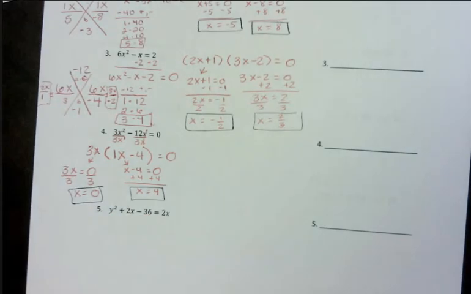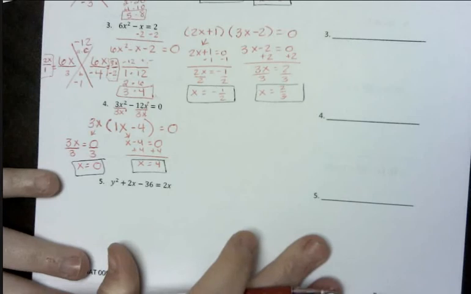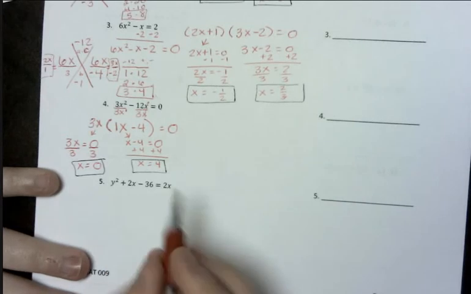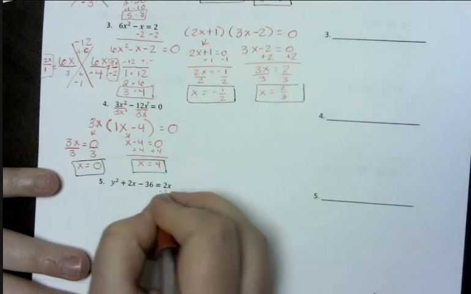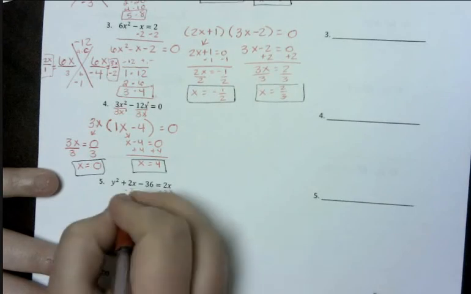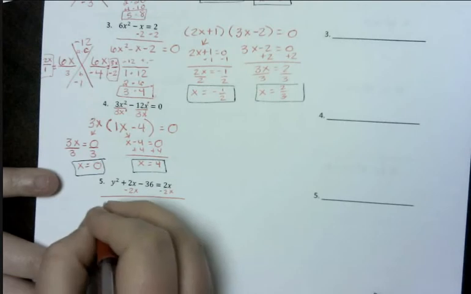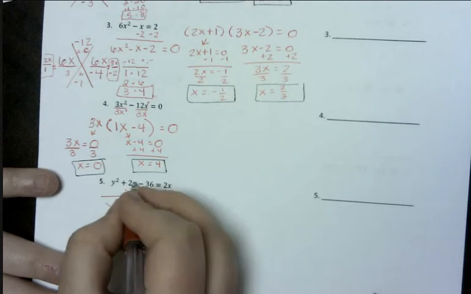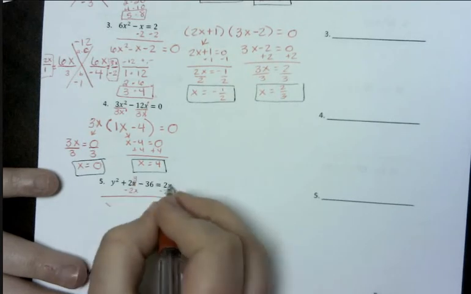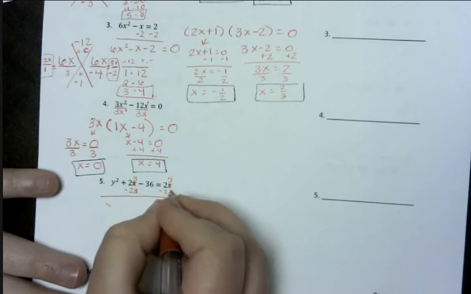So now let's look at problem number 5. On problem number 5, we are going to have to make sure we have this set equal to 0 first. So I'm going to subtract 2x from both sides. And when I do that, I end up getting, oh, these should all be y's. Sorry about that, guys. So this should be a y, and that should be a y. Sorry about that. So we're subtracting 2y from both sides.